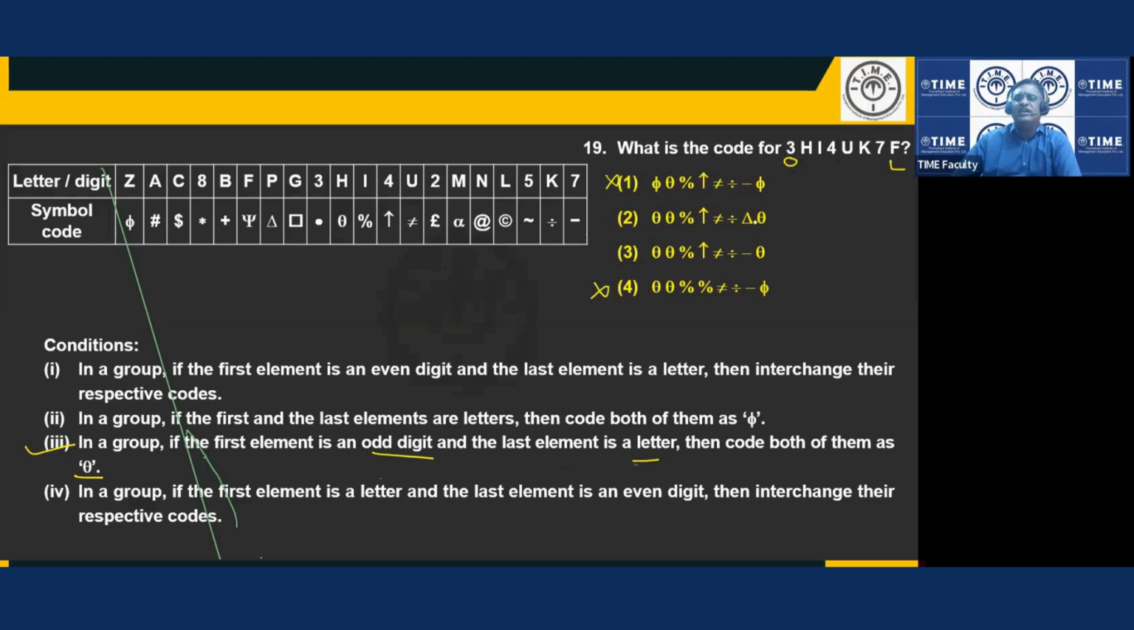Compare the second and third options, where is the difference? See, the last-but-one element is a triangle here, and here is a minus symbol. The second-to-last element is 7 in the question. Just verify 7 in the code table. 7 is coded as the symbol for minus. Then option 2 is also eliminated and the third option is enough. In only a few seconds this kind of question is completed.